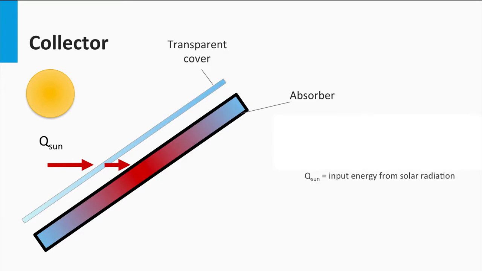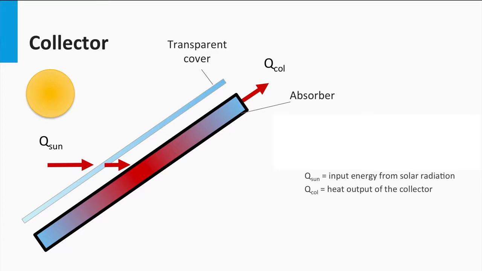The absorber is able to absorb most of the incident energy from the sun through the transparent cover, represented as Q sun, raising its temperature and transferring that heat to a working fluid. Thus, the absorber can be cooled and the heat can be transferred elsewhere. Here, the output energy moving with the working fluid is represented by Q cold.